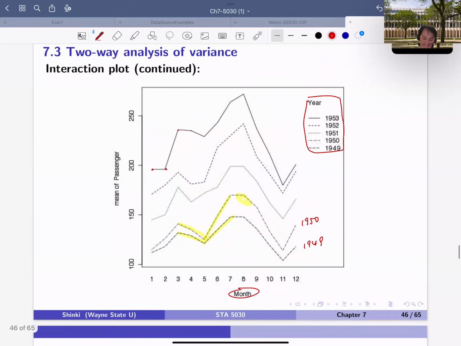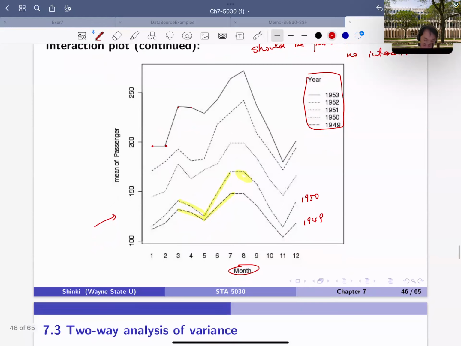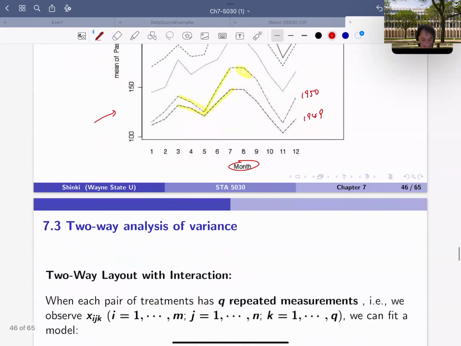If we don't have any interaction effect, then these graphs should be parallel. Should be parallel if no interaction. So from this figure, for this one, there is almost no interaction, but maybe we can say a slight interaction exists.